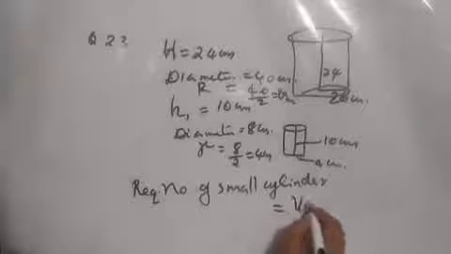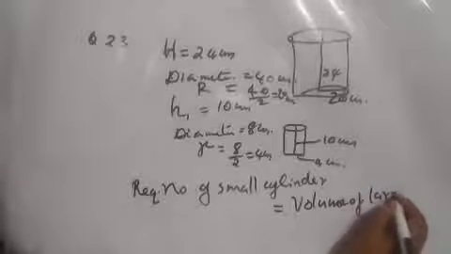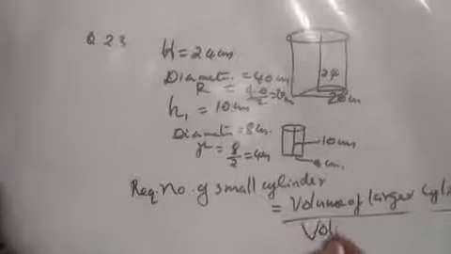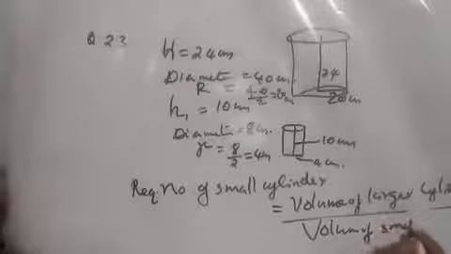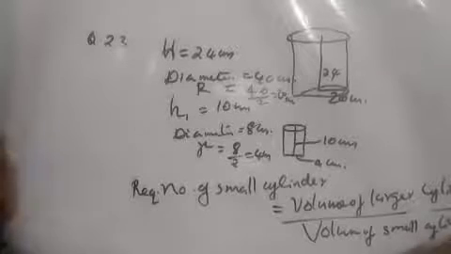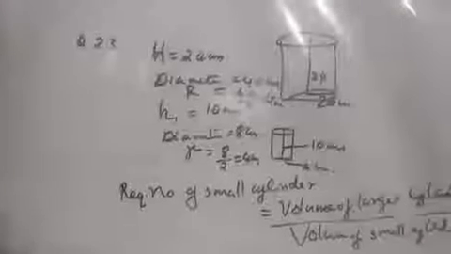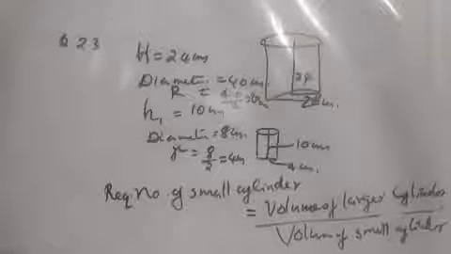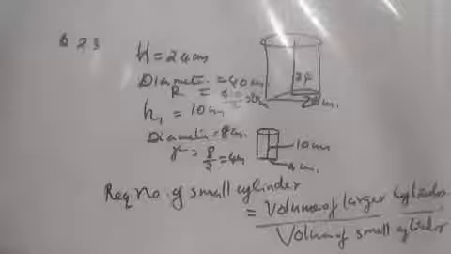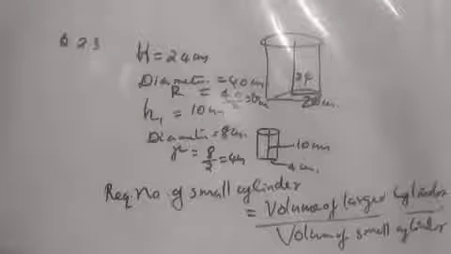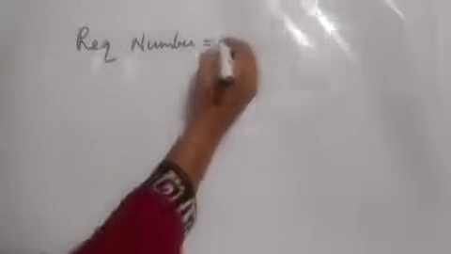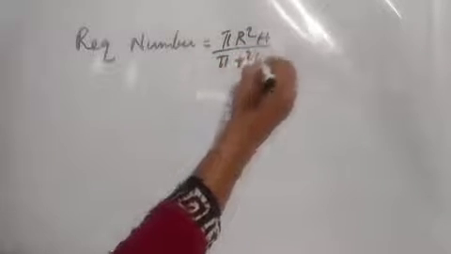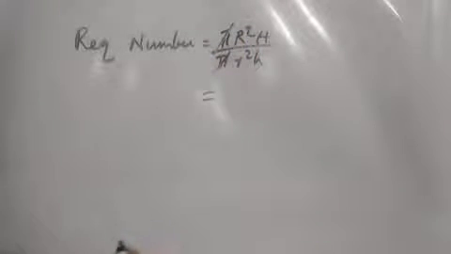Number of small cylinders required to fill the complete water from the large cylinder is equal to volume of large cylinder divided by volume of small cylinder. Let us apply the values. Pi r square h is the volume of cylinder. So we can apply the values and find out the number. Required number is equal to volume of large cylinder, that is pi r square h, by volume of small cylinder. So we can cancel out this pi from numerator and denominator.